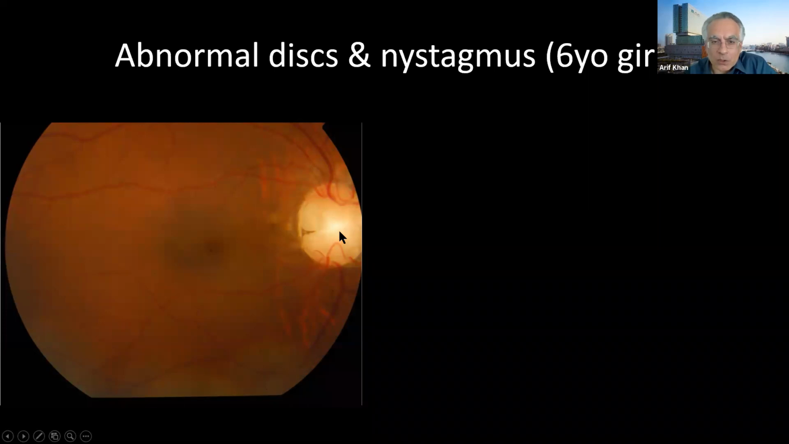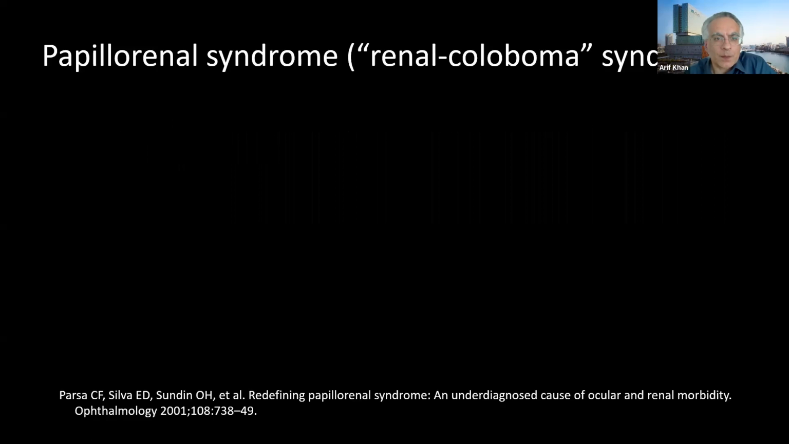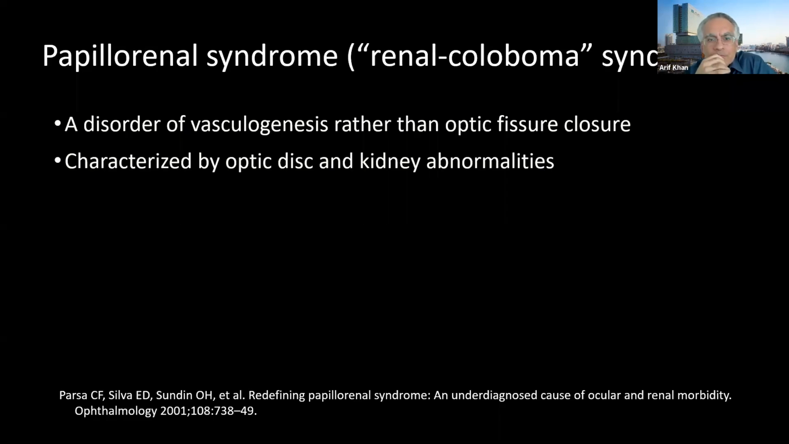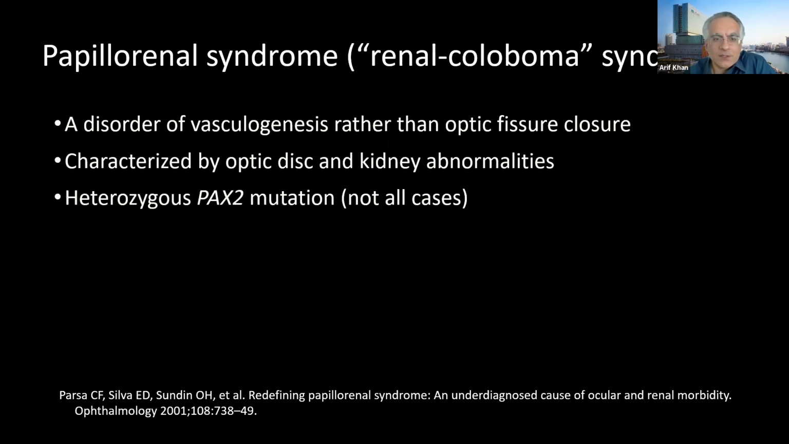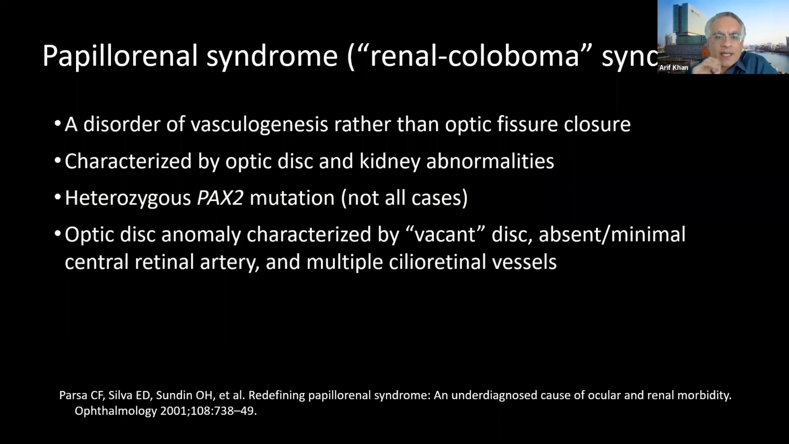It's not a coloboma. Coloboma is a different mechanism. This is an abnormality of angiogenesis. It's characterized by optic disc and kidney abnormalities. It's due to mutation in this gene, but actually the optic disc appearance is more specific than the gene mutation. So some patients don't have a mutation in the gene, but they actually have the syndrome. And again, that optic disc abnormality is classic. Again, vacant disc, absent or minimal central retinal artery, multiple cilioretinal vessels, very specific for this condition.